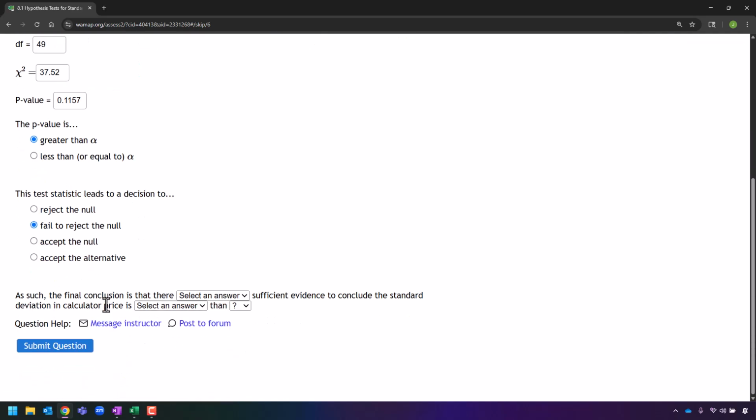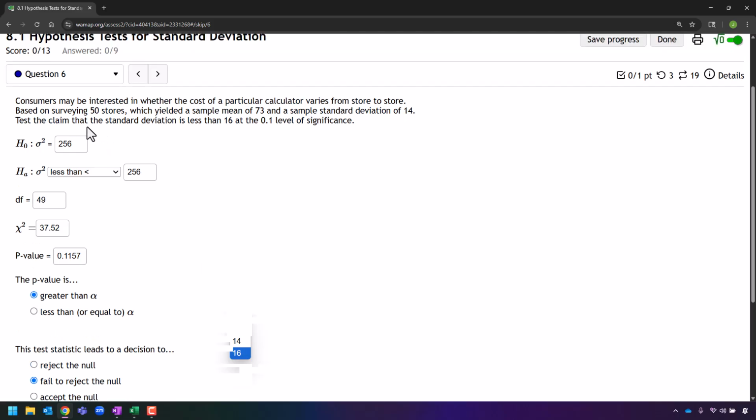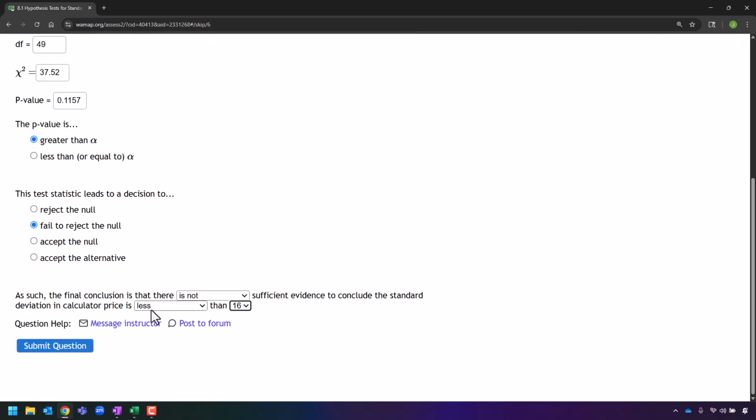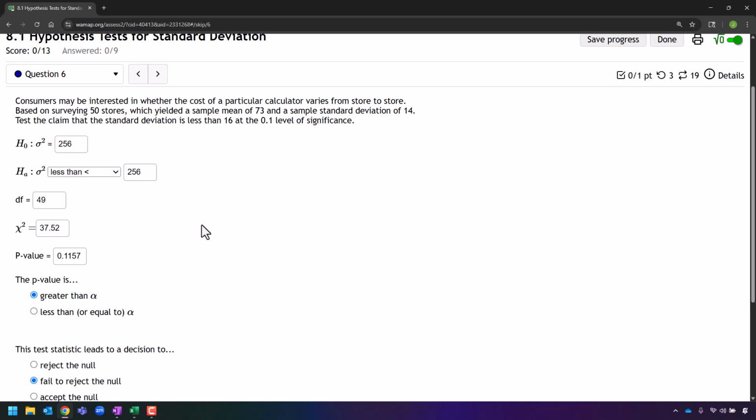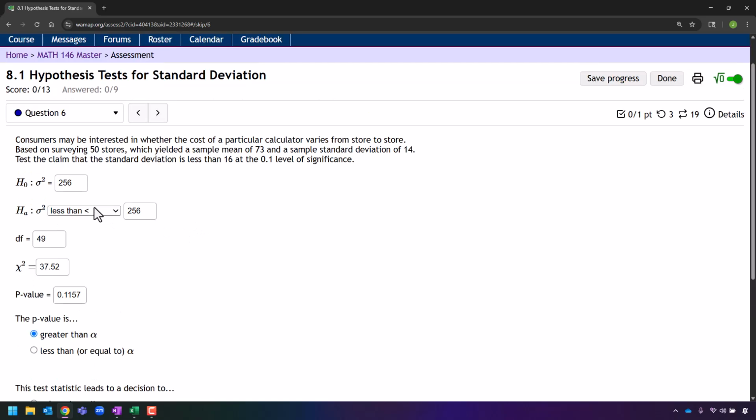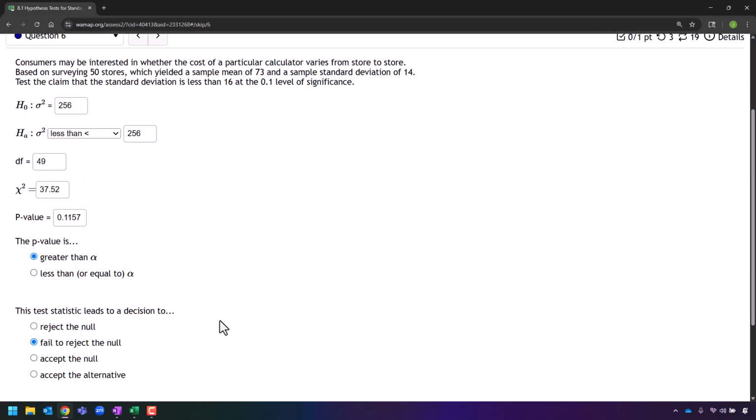Now, if we keep going here, the final conclusion is that we failed to reject, so there is not sufficient evidence to conclude the standard deviation in calculator price is, and here we finish with the alternate hypothesis. So less than, and what was from the claim, 16, right here, test the claim that the standard deviation is less than 16. So when we are filling out this, we're always going to finish with that alternate hypothesis part. So our alternate hypothesis is from our claim, that it's less than 256. And again, here you have to square sigma, so be careful paying attention to that.